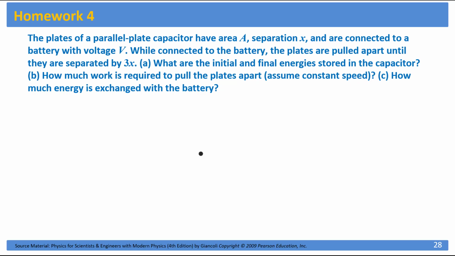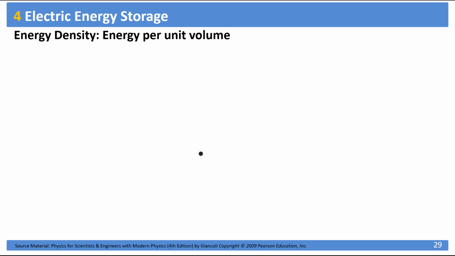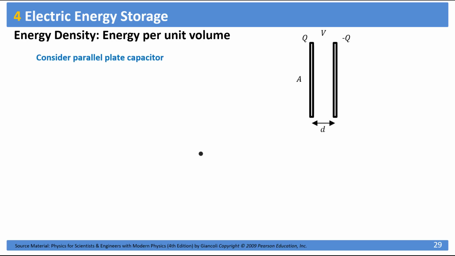Now let's talk about energy density. The energy density is nothing but energy per unit volume, and to define it, let's first consider a parallel plate capacitor. Now, if a parallel plate capacitor has a charge Q on it, if you know the voltage across it, you know that the energy stored on this capacitor is nothing but 1/2 times C times V squared.